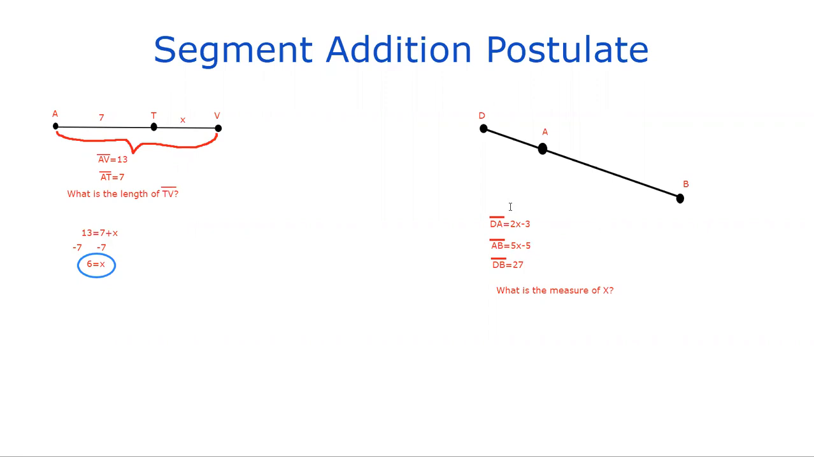So the first thing you should always do when it comes to geometry is mark the picture so you know what you're looking at. If DA is 2x minus 3, then I want to see 2x minus 3 where DA is. And then AB is 5x minus 5. And then I will do my little funky drawing here. DB, the whole thing, right, is 27. Cool.